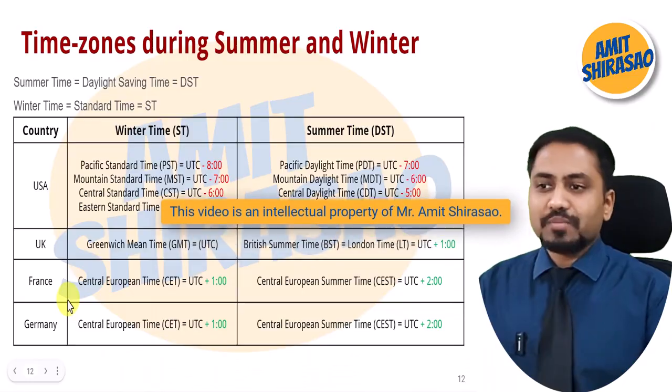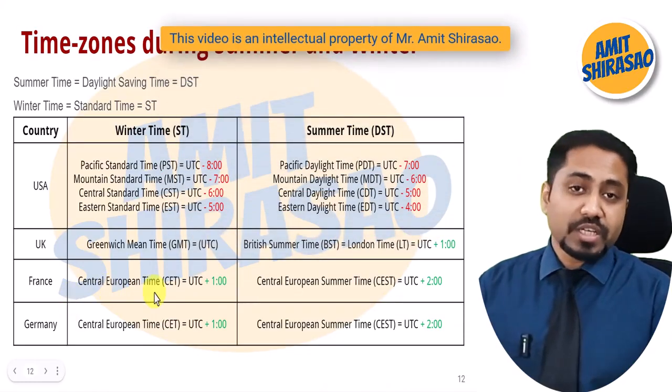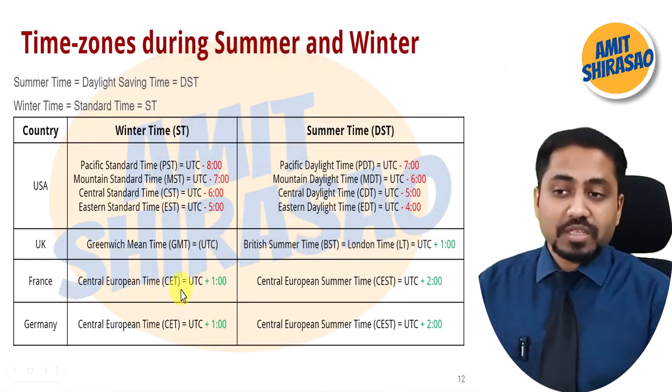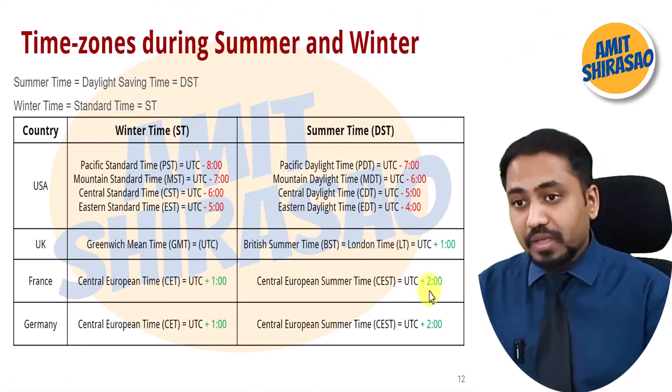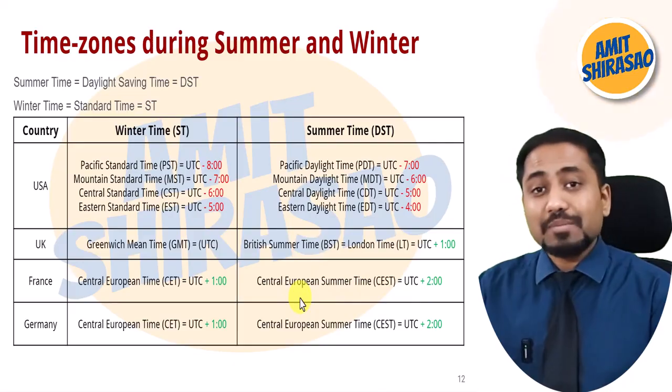France, during the winter time, it is following Central European Time, which is already UTC plus 1. In summer, it will become UTC plus 2. Okay, and that is called as Central European Summer Time.